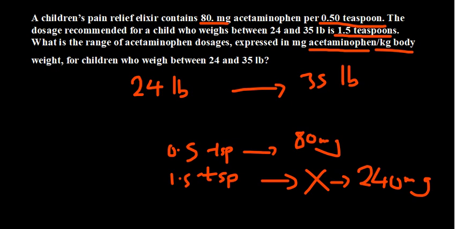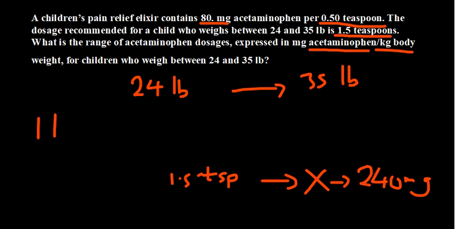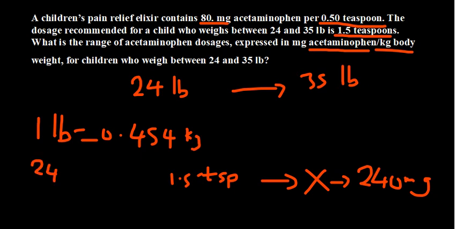Okay, so we've already found how much of the acetaminophen is going to be there. But again, according to the question, what are they saying? They are saying that we are supposed to express it in acetaminophen per kilogram of the body. So we need to convert the pounds to kilograms. We also need to know that 1 pound is equal to 0.454 kilogram. So for you to convert the 24 pounds, you multiply: 24 pounds by 0.454.